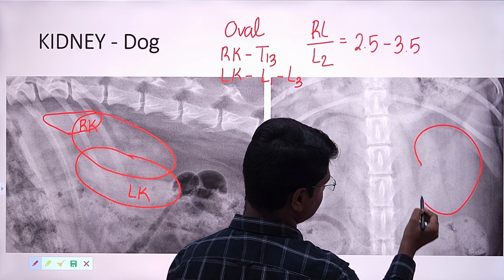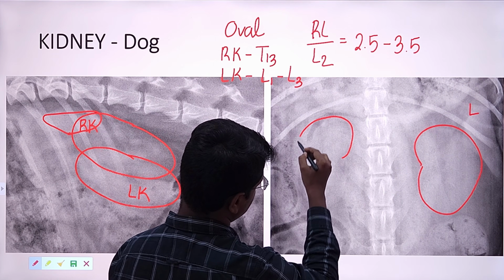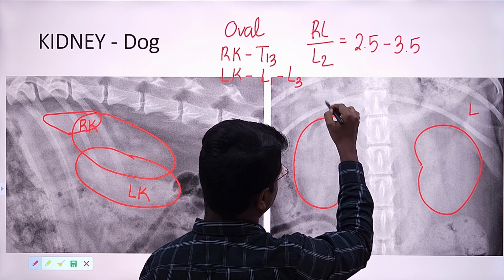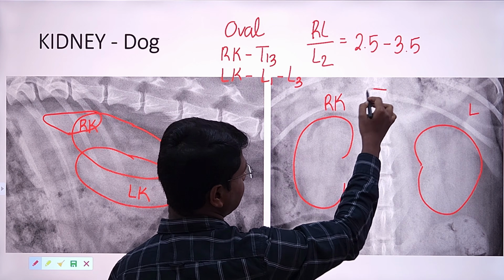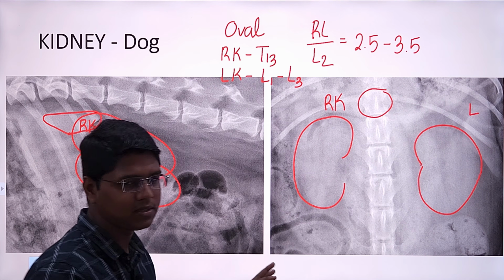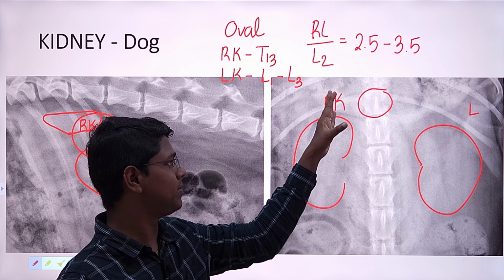This is the left kidney and this is the right kidney. I told you the right kidney is at the level of T13. This is T13. It may not be true for every dog, but in most dogs you will find it at the level of T13.